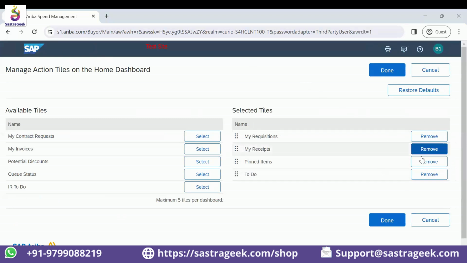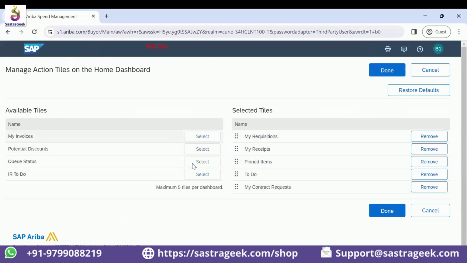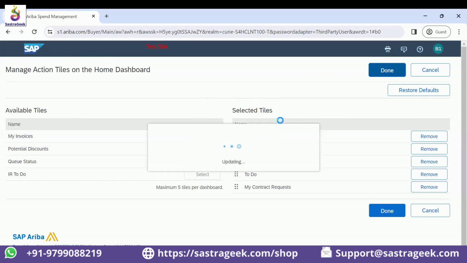Sorry guys. Okay, these are the tiles currently available. I can change it. Maximum 5 tiles only can be available. Suppose if I want to look at my contract request, I can select. Then once I select 5, it will disable. If I want to add any other thing, then I need to remove one. Then I can choose from available tiles. When I click done, the 5th tile also will be added to the dashboard.